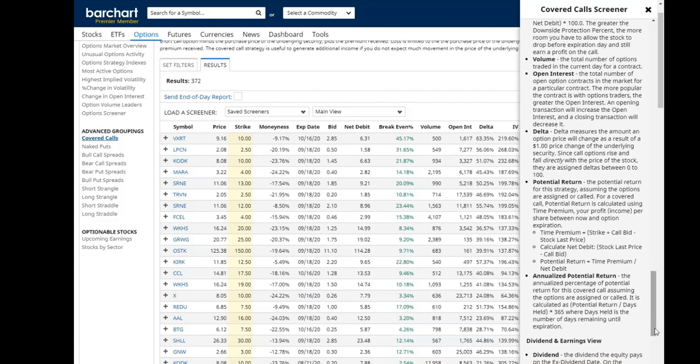The potential return for this strategy is assuming that the options are assigned or called away from us. In other words, our price has come to our strike, probably above our strike, and for calculating potential return, we're going to take the time premium, the income that we're going to take in, and we're going to divide it by the net debit. You can see that down here. So what is our time premium? Our time premium is our strike price plus how much premium that we took in minus the price that I bought that stock, my entry price. Now notice it does say last price. So it is calculating based on last price.